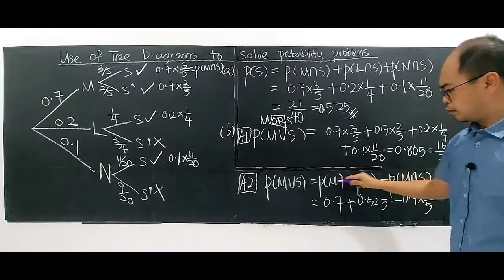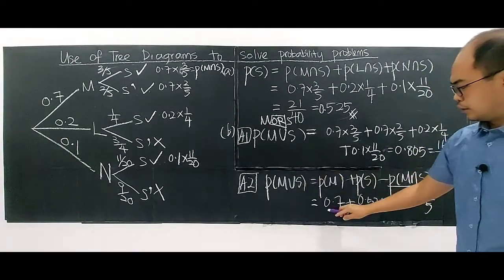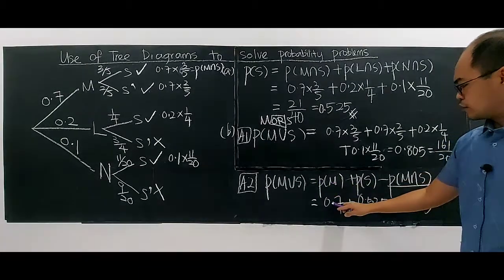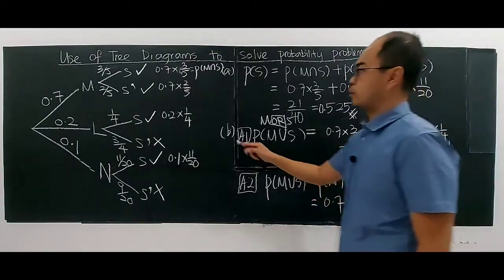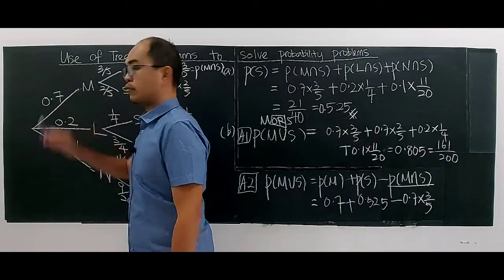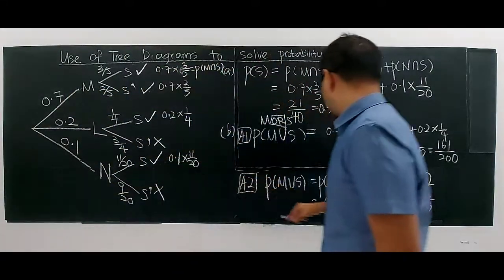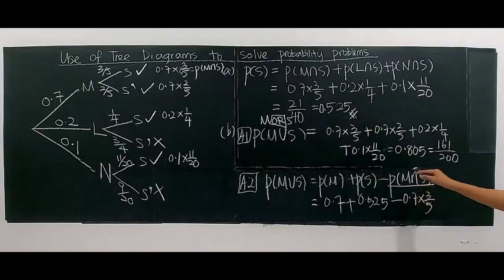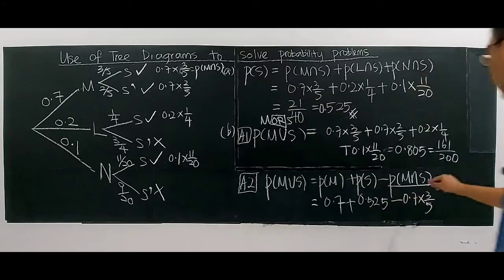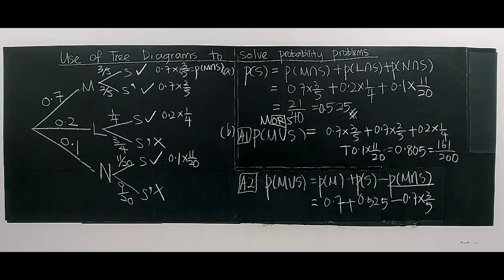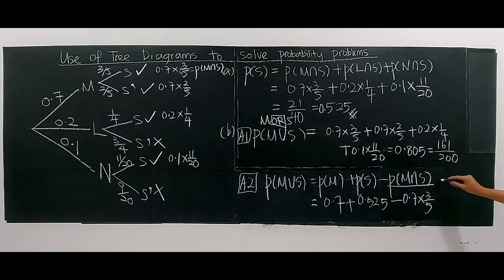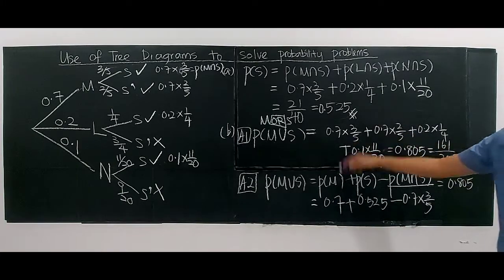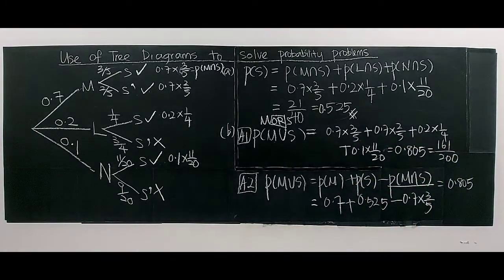I'm using the formula for the union of two events. So if you look here, 0.7 I get from the probability of taking milk, right? And this is taking sugar, which I already calculated, so I just plug in. And this one I get from the first branch, and I calculated it. It should have the same answer, which gives 0.805. Either one of these is okay in solving this problem.